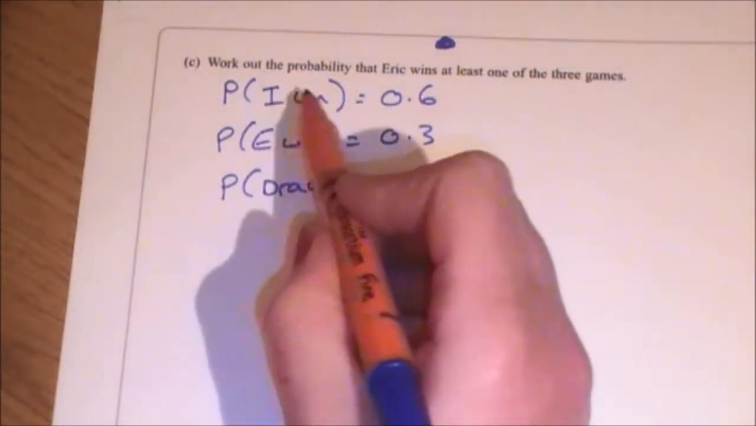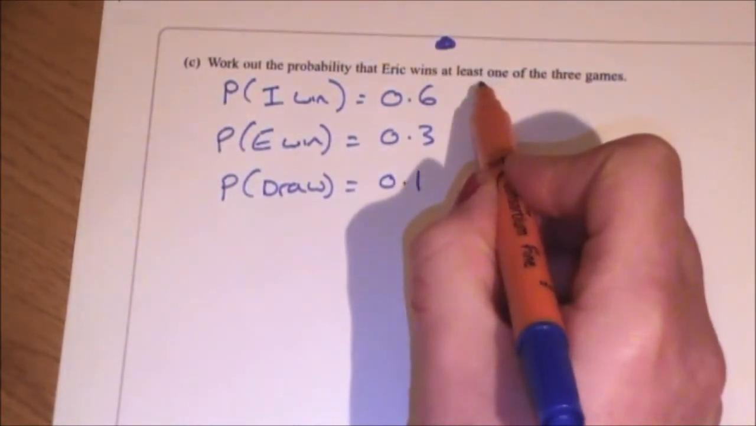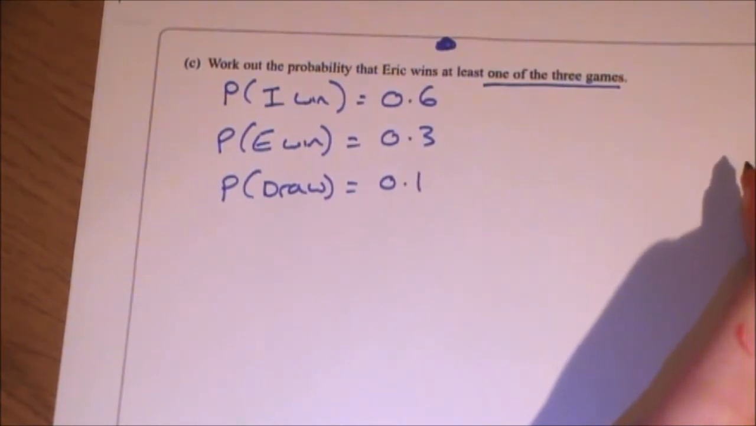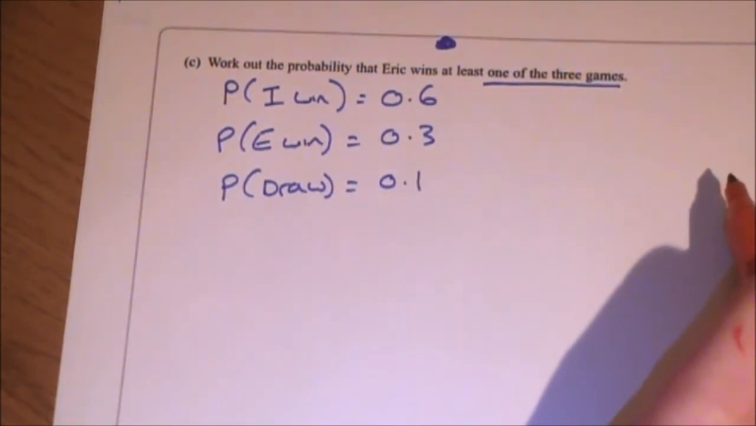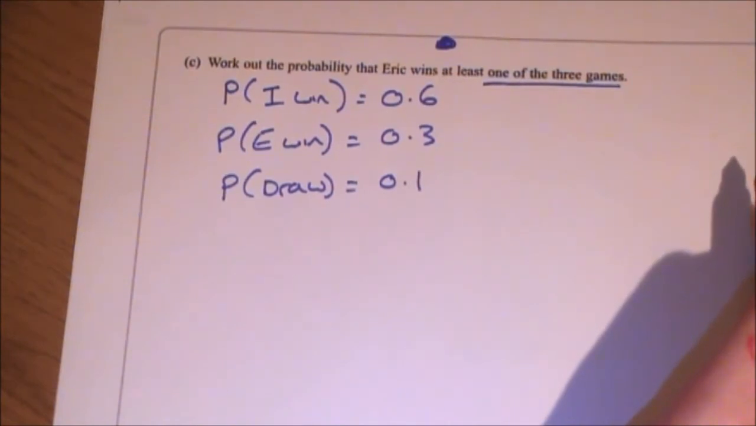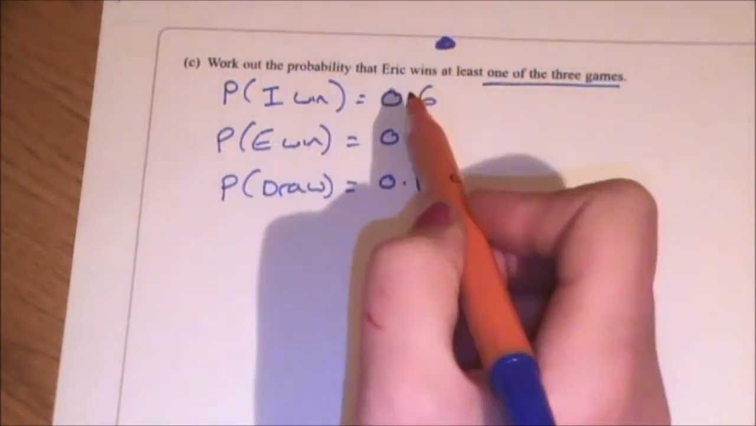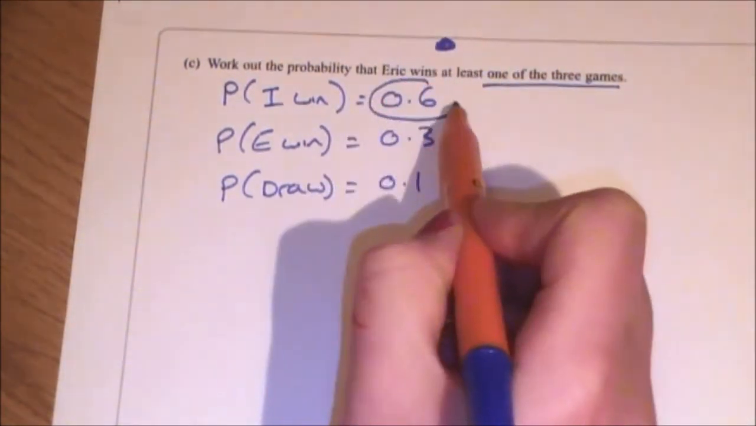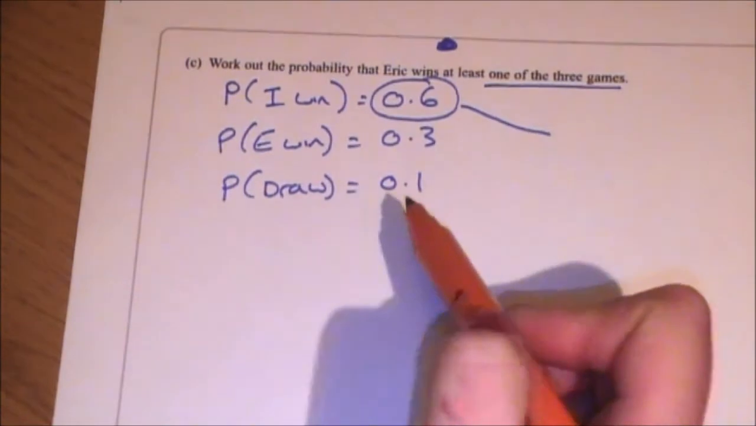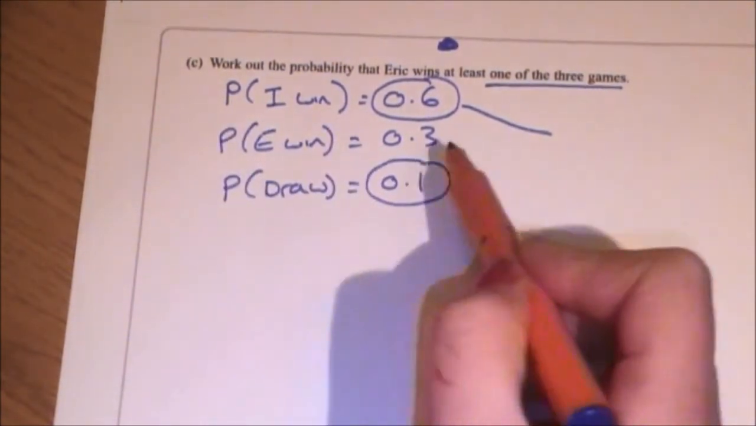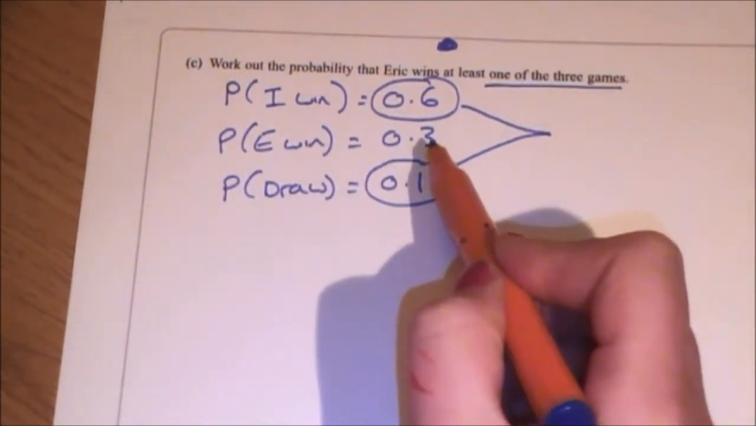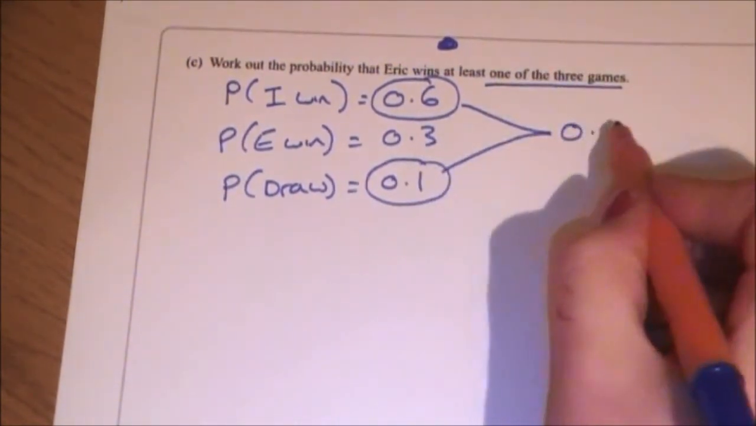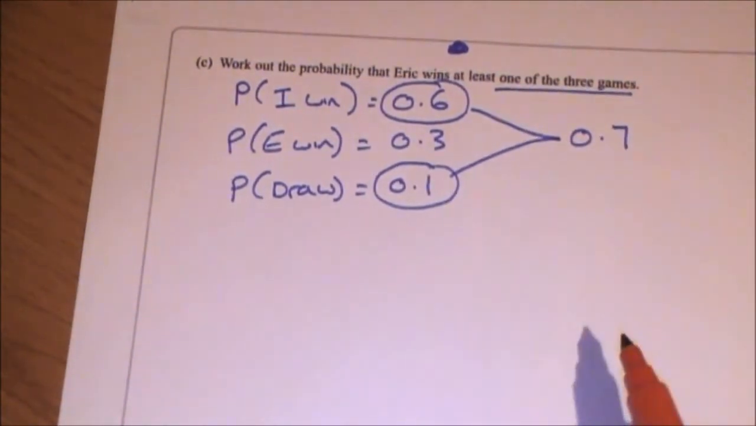Now I am interested in the probability that Eric wins at least one of the 3 games. So he wins at least one of the 3 games. That means I very specifically do not want to know the probability of Isabel winning, and I'm not interested either in drawing. I want Eric to win, okay? I want Eric to win. So the probability of that not happening is 0.7.